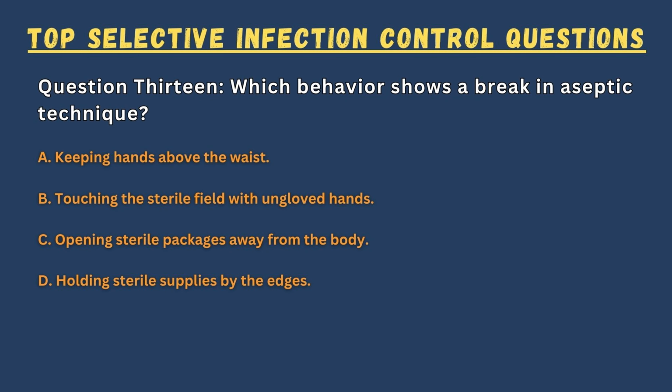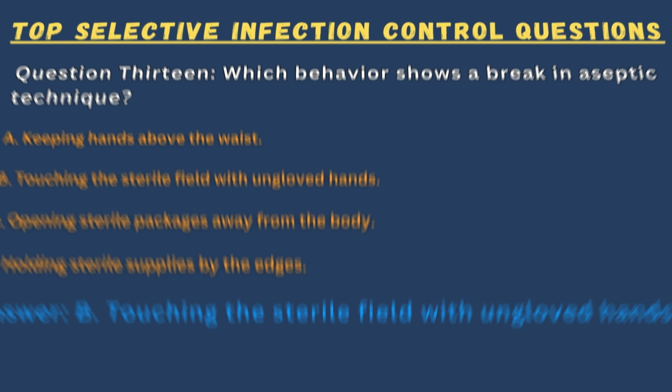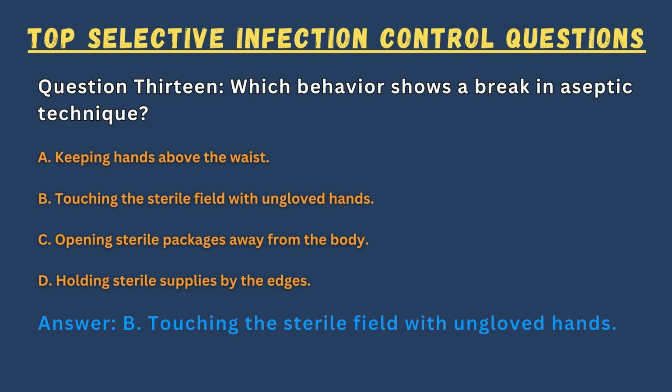Question 13. Which behavior shows a break in aseptic technique? A. Keeping hands above the waist. B. Touching the sterile field with ungloved hands. C. Opening sterile packages away from the body. D. Holding sterile supplies by the edges. Answer. B. Touching the sterile field with ungloved hands.